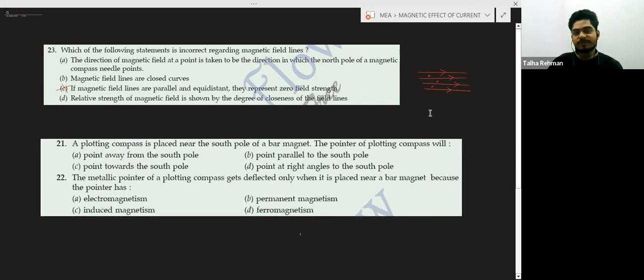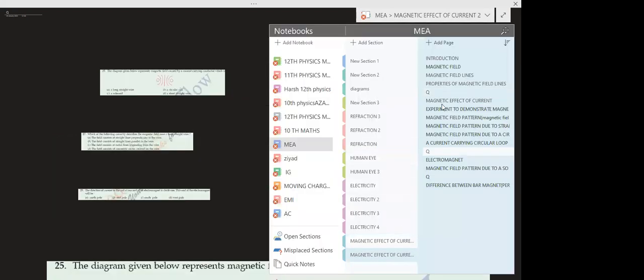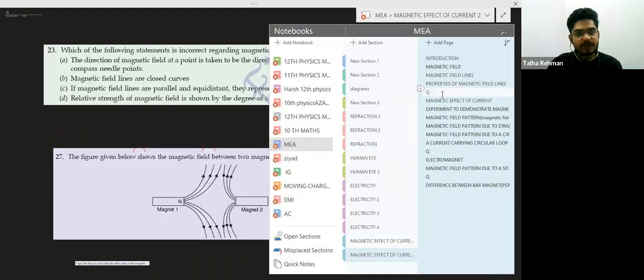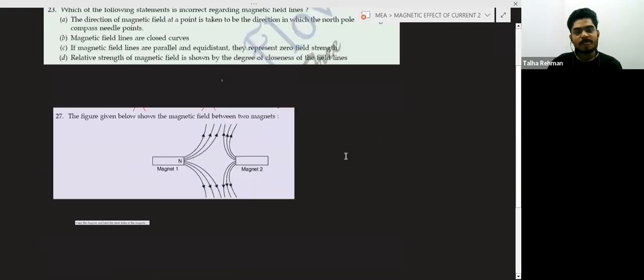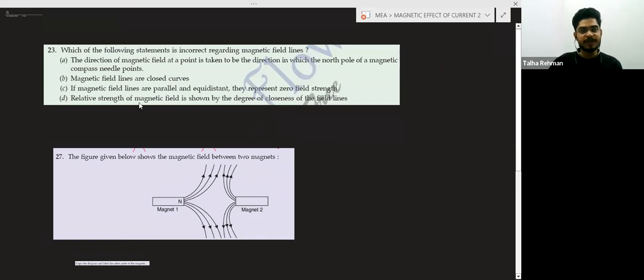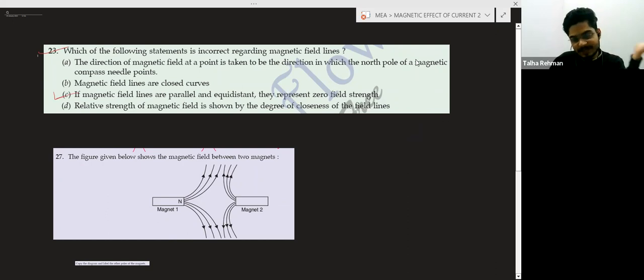So this question we will do when we do the plotting compass. After that, these questions we have done. So basically, we have done this question. So this option was correct. Correct means, they are asking incorrect. So that is why.